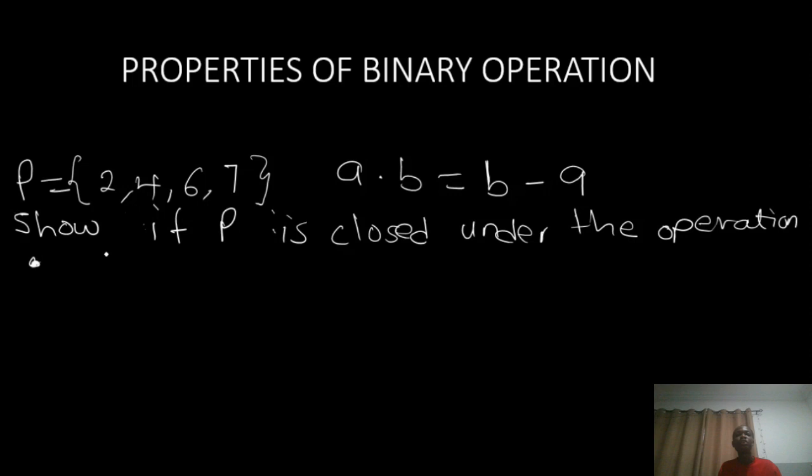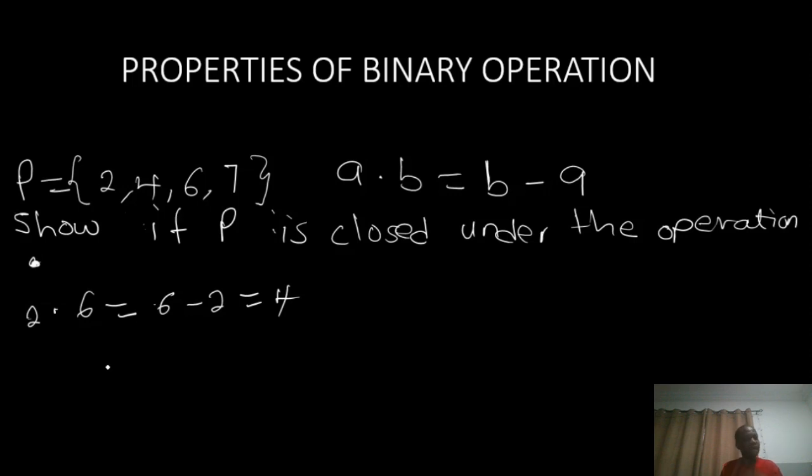That's the question. So it means that whenever we take two elements from the set we've been given and apply the rule to the two elements, our result should be from the set. So now let's take any two of the elements, say let's take 2 and 6. So if we take 2 dot 6, from the rule we should get 6 minus 2, which is 4. And we see that 4 is in the set.